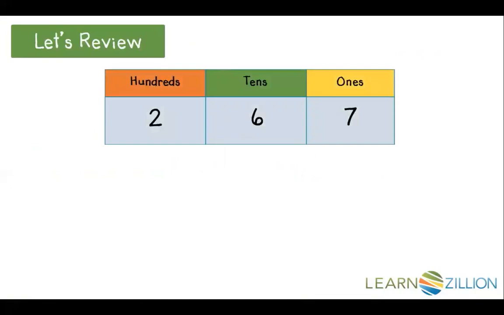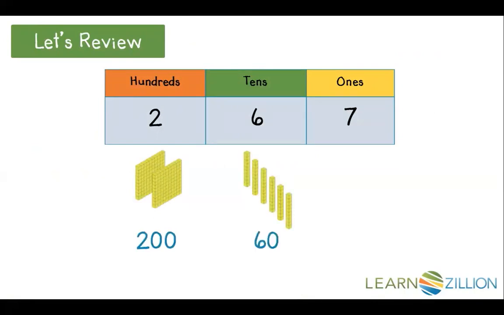First, let's review place value by looking at a place value chart. Here we have the number 267. The 2 is in the hundreds and represents 200, not just 2. The 6 is in the tens and has a value of 60, and the 7 shows 7 ones.